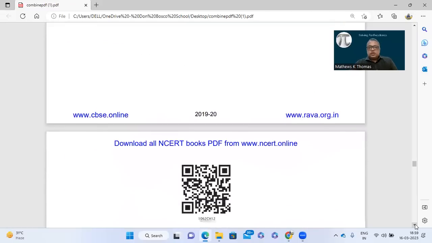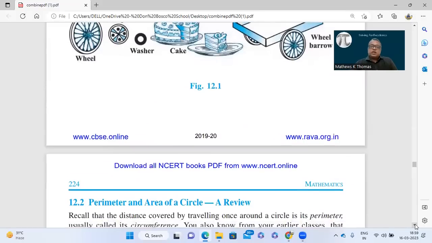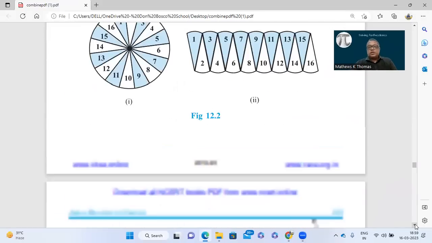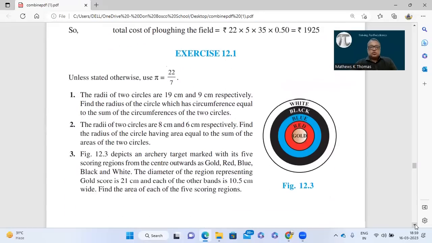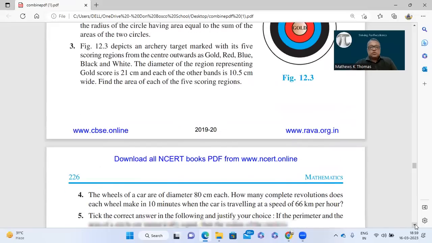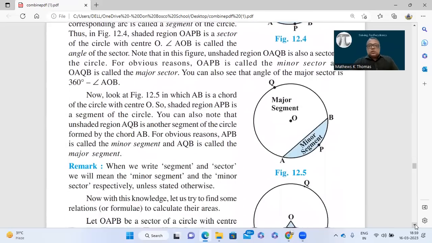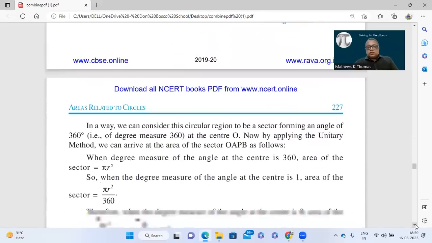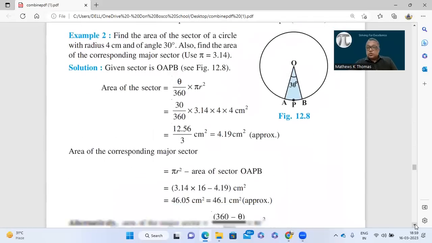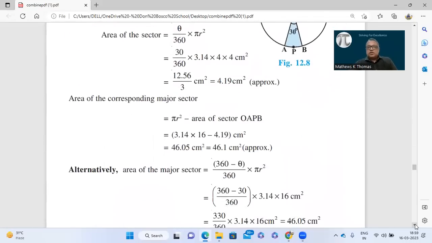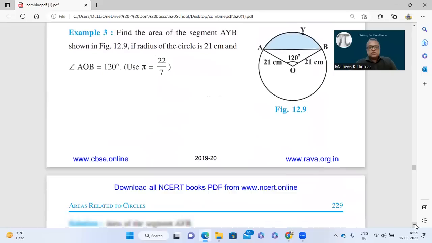Then we go to the next chapter, that is areas related to circles. All the formulas, especially area of sector and segment, please remember, is important. Only sector and segment has to be done thoroughly. So here, question number 4 is important, the first exercise. And if you look at the second exercise, you have to know what is the difference between minor sector, major sector, minor segment, major segment. Example 3, very important. Kindly mark this.